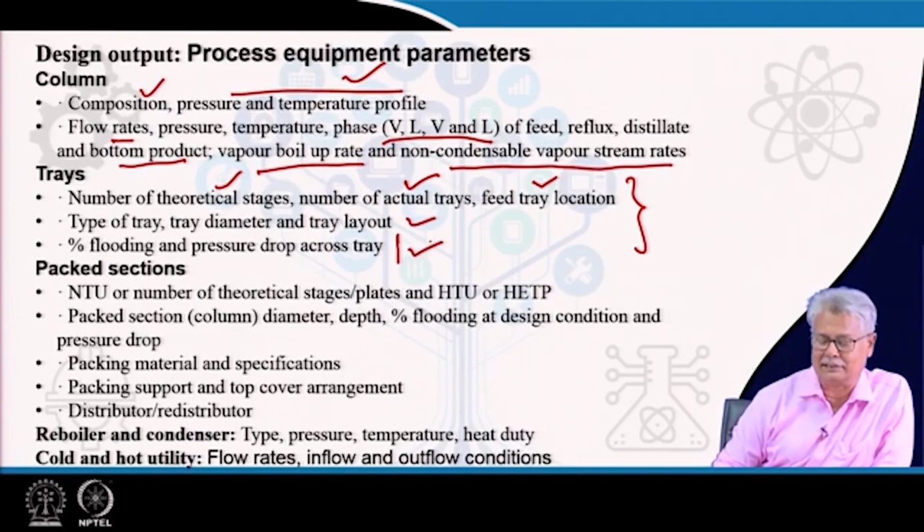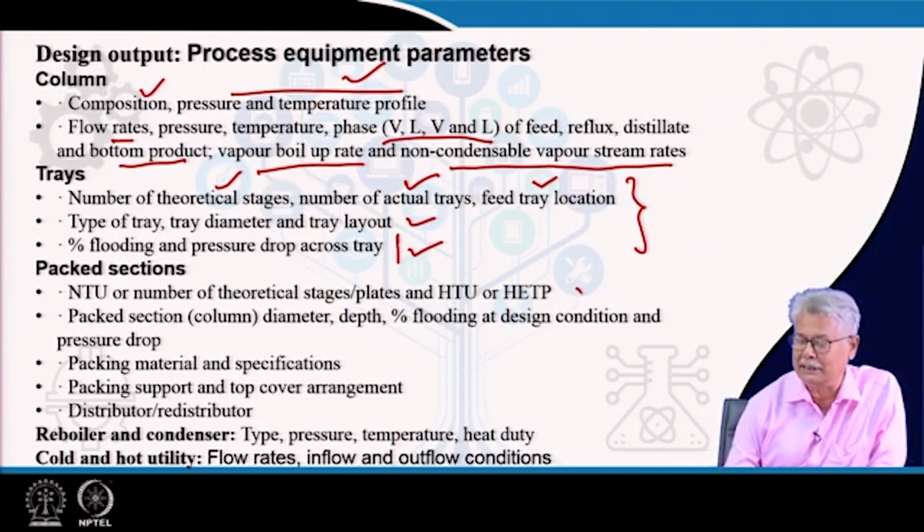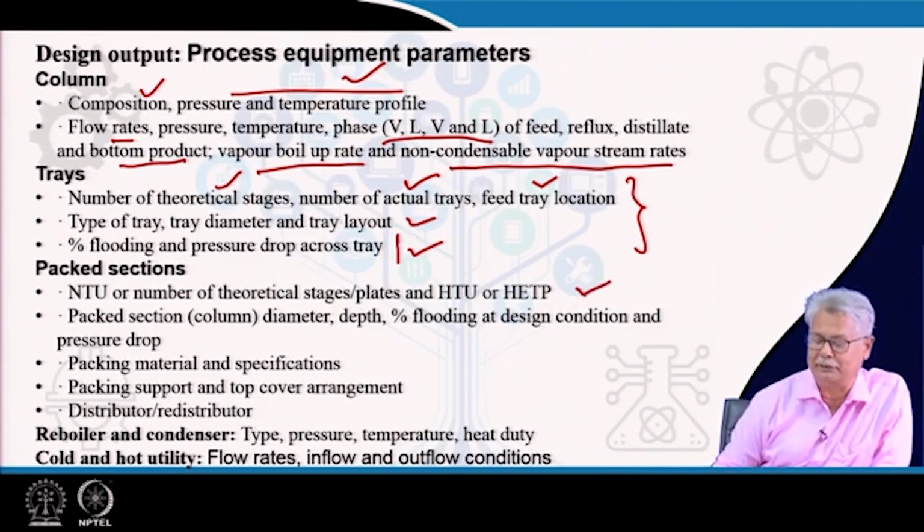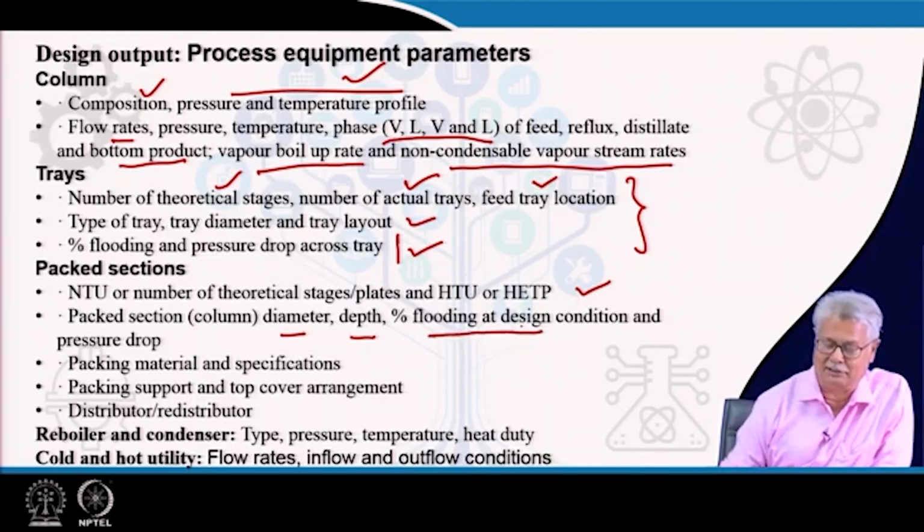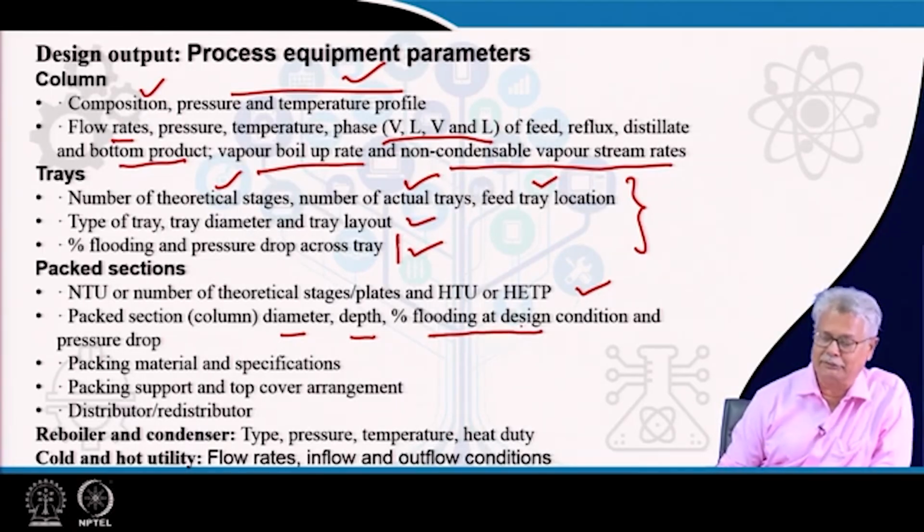If it is a packed section, there will be equivalent items. So, it will be number of transfer units or number of theoretical stages per plate, and naturally the HTU or HETP, which are already defined in your mass transfer course. In case of packed column, the diameter has to be known, naturally that is the tower diameter. The depth gives us how many stages of equivalent contact we are providing, and the percentage flooding at the design conditions and the pressure drop. We definitely have to detail the packing material as well.